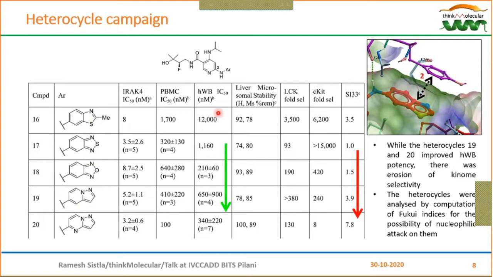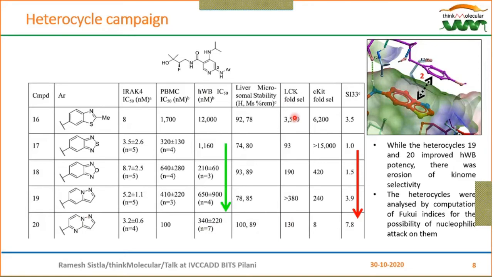So what happened here, let us see. We actually retained the whole blood potency in these more promising cases, where compared to compound 12, which had about 800 nanomolar potency in the whole blood, we improved upon that. It was about 340 nanomolar. The liver microsomal stability also improved drastically. The STK4 selectivity was also dropping down, because with these it was actually in the thousands of fold selectivity against LCK.